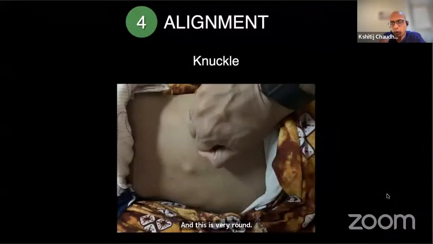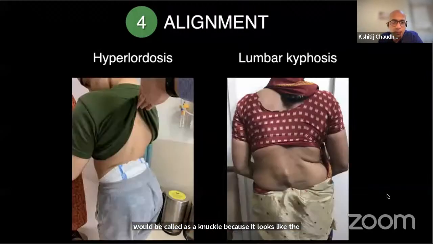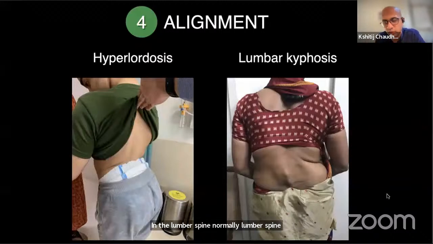A very small prominence of the spinous process would be called a knuckle, because it looks like the knuckle of your hand, and that would be just collapse of one vertebra. In the lumbar spine, normally the lumbar spine is lordotic. In painful situations, you will find loss of lumbar lordosis. In extreme situations, you will have hyperlordosis, like this patient on the left who has cerebral palsy, hip flexion deformity, and that's why the patient has a very large lordosis in the lumbar spine.